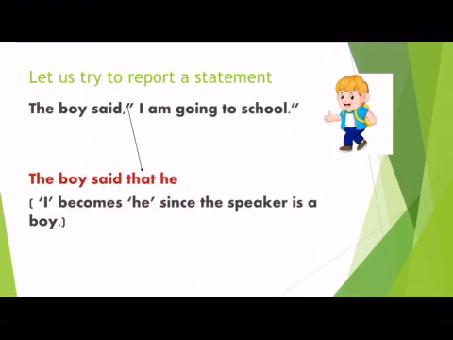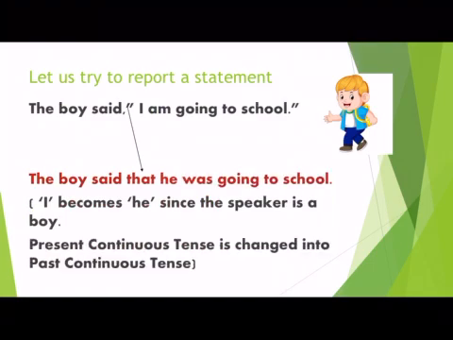And the final thing that we are going to do is to change the tense of the dialogue. Notice that the dialogue is written in present continuous tense. So we are going to change it into past continuous tense. And hence, we'll say, the boy said that he was going to school.